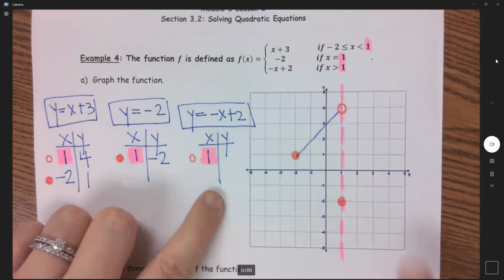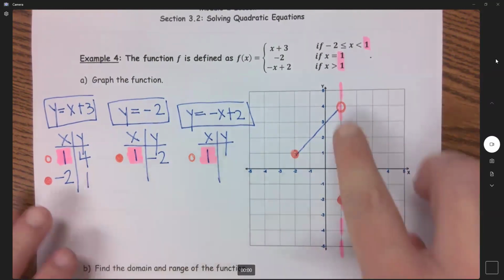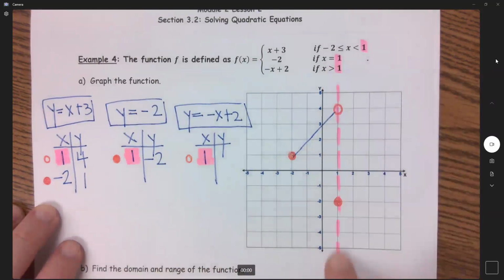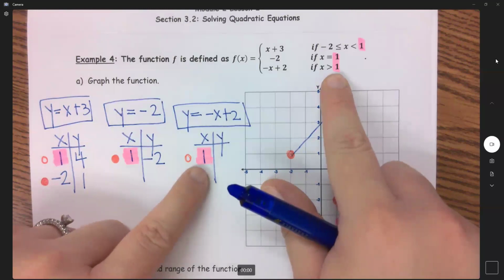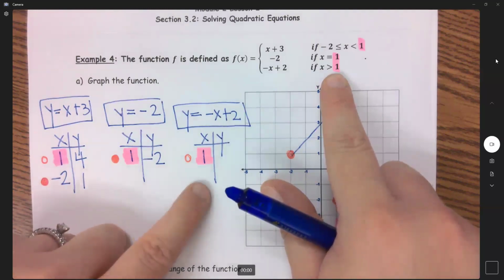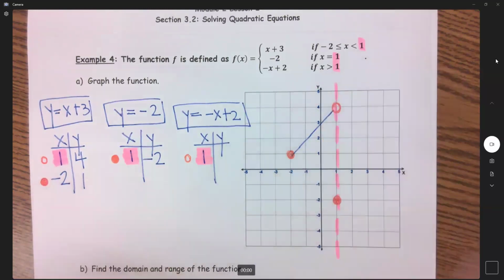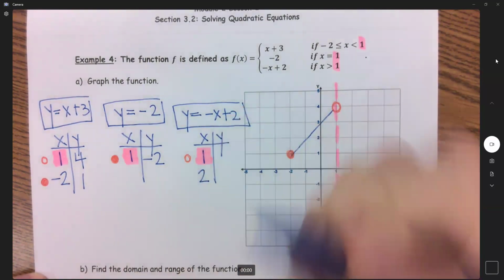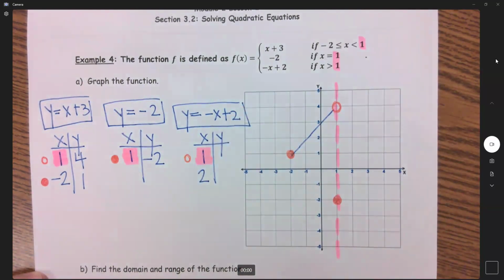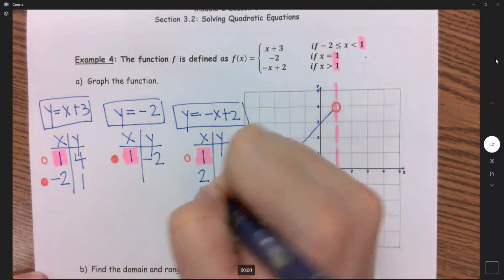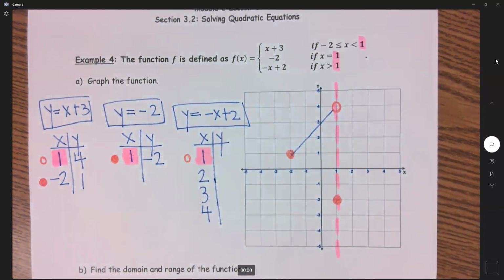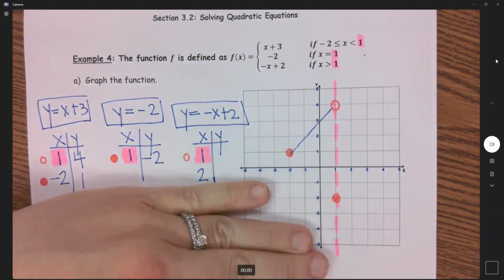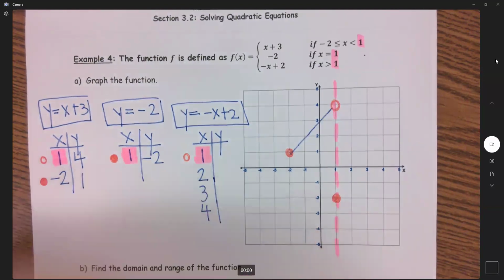Okay, and now let's figure out what's happening. So we know what's happening to the left. We know what's happening on the line. Now let's figure out what's happening to the right. So here we have when x is greater than 1, so we have the 1 here. We need at least one other value here in this one. The next logical one would be 2. If you want to keep going, we can do 3 and 4. Those should fit on our graph, but we need at least those 2 to make our graph.